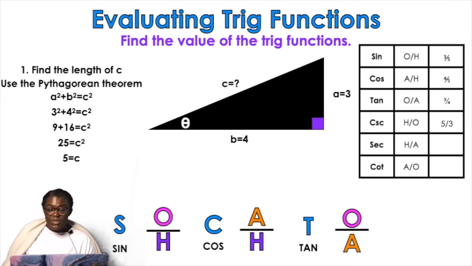So now my cosecant, secant, and cotangent are just reciprocals, right? Cosecant, instead of 3 over 5, we're gonna do 5 over 3. Secant, instead of 4 over 5, we're gonna do 5 over 4. And cotangent is 4 over 3.